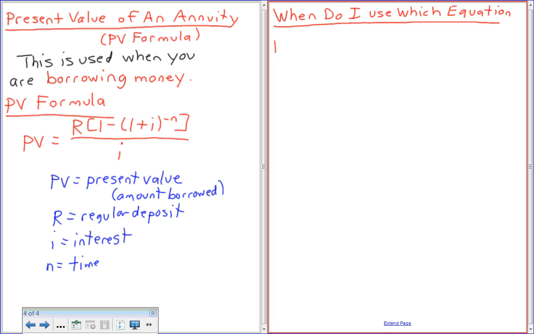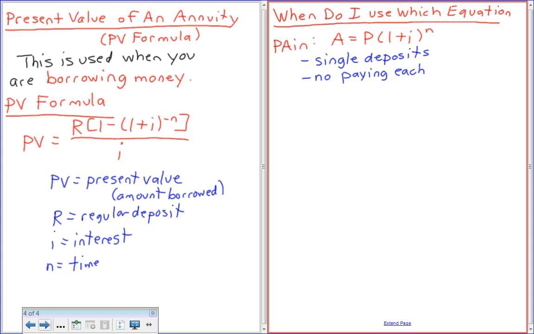Okay, we're going to start with paying, which the equation is A equals P (1 plus i) to the n. This is used for a single deposit. No paying each week, month, etc.